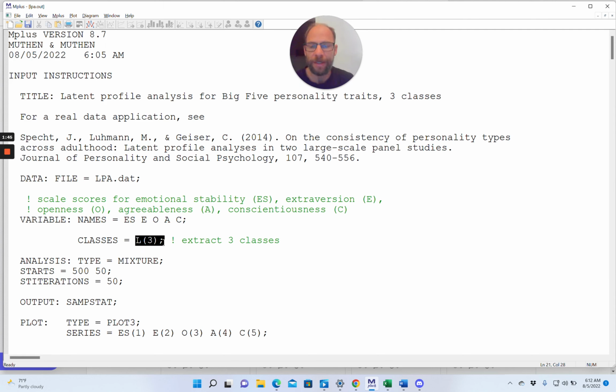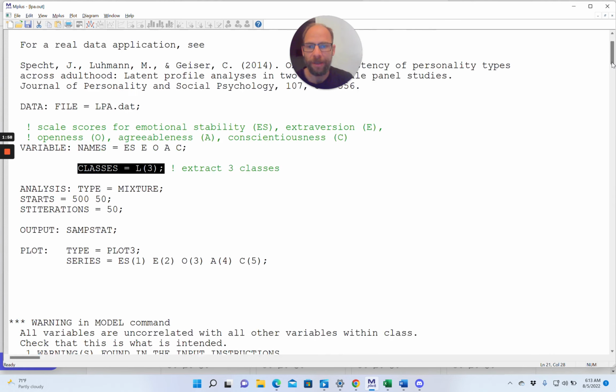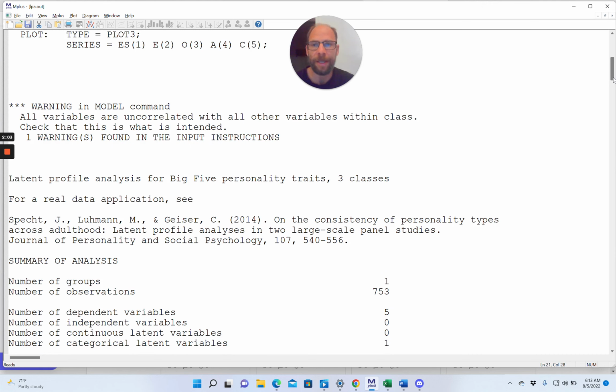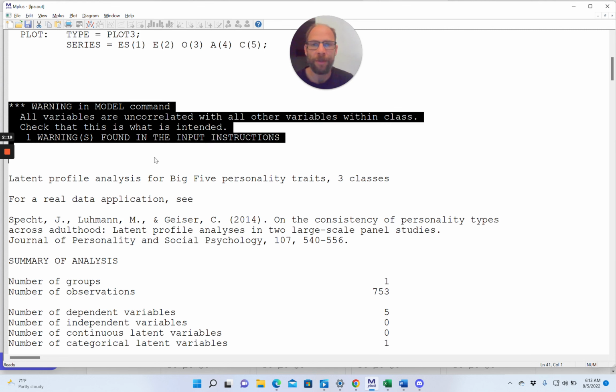In this case, we extracted 3 latent classes, and so you can see this here again from the classes equals L3 subcommand. So now let's take a look at the output file in more detail. And so when you run a latent profile analysis like this in Mplus, the first statement, so to say, a warning that you get by default for a standard latent profile analysis is that all variables are uncorrelated with all other variables within class.